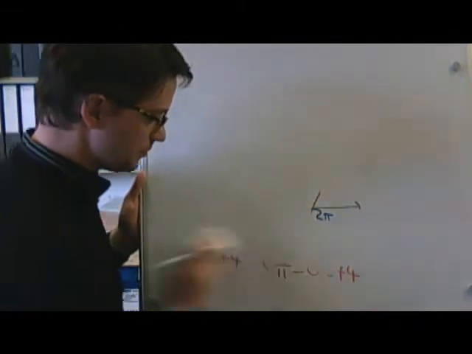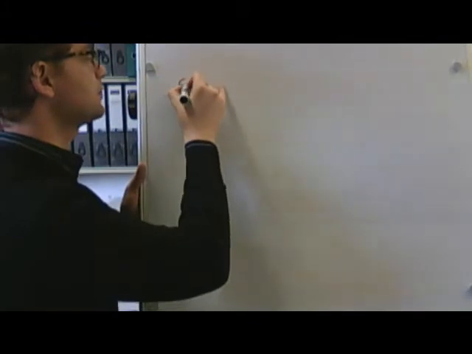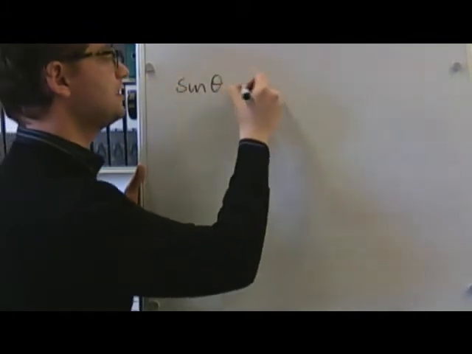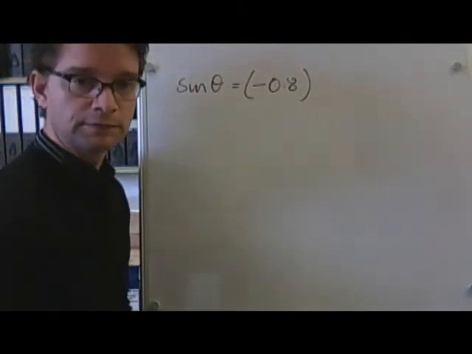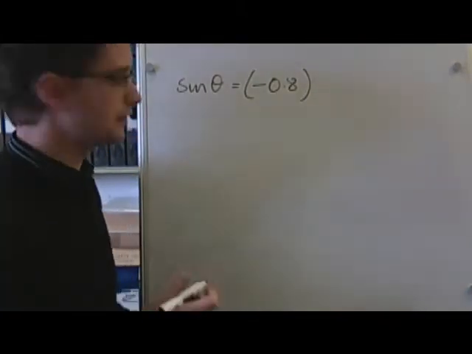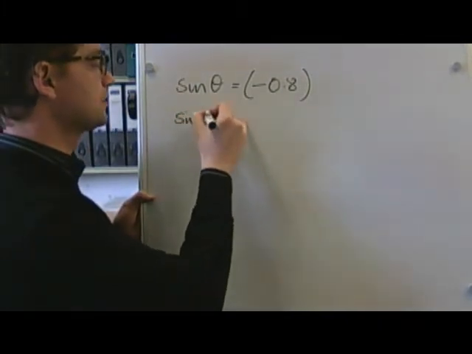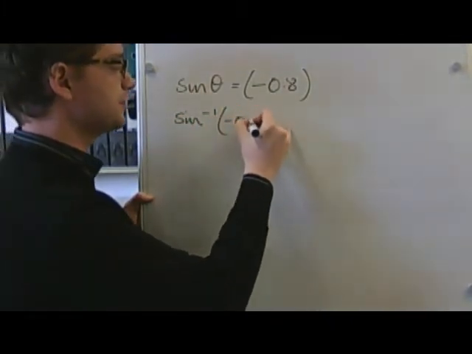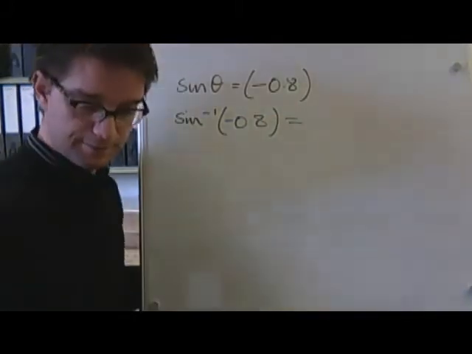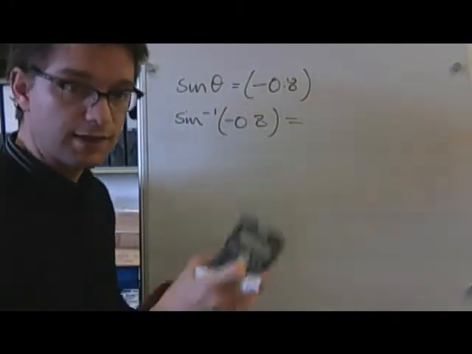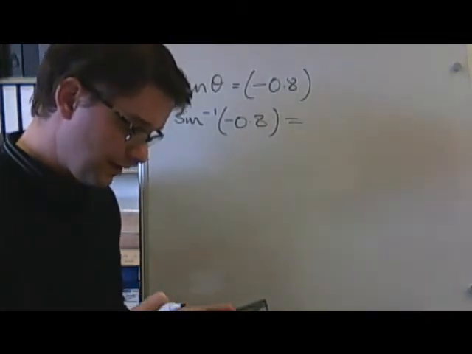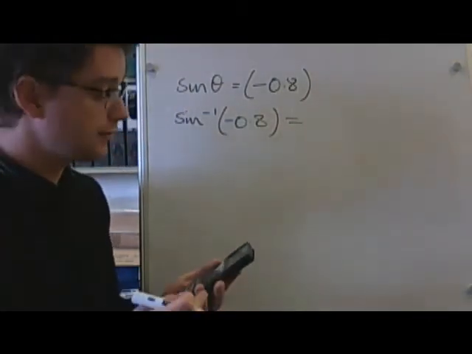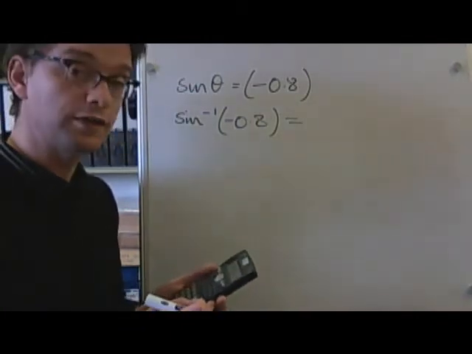Second example we're going to do: we're looking at sine theta equals minus 0.8. Now this is a slightly different kettle of fish, but we start in the same way. We take the sine inverse of minus 0.8, and again, we just take your calculator and find the sine inverse function, and you find the inverse sine of minus 0.8, and my calculator says it's minus 0.927.